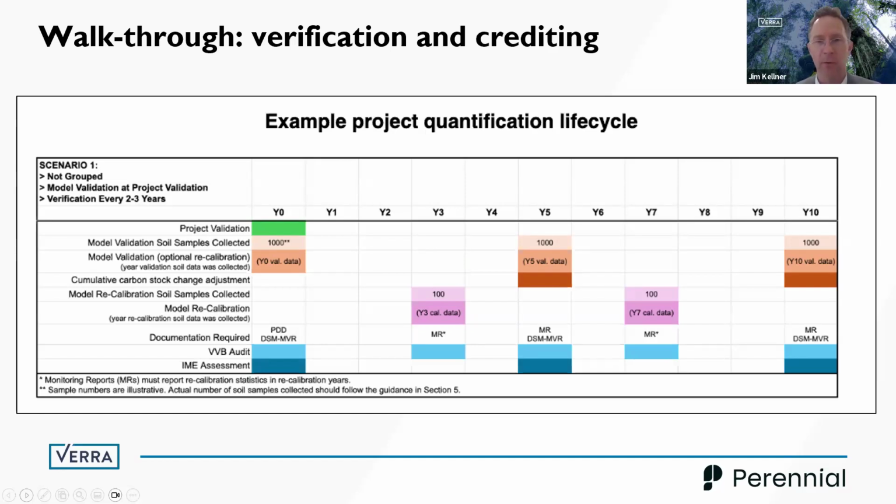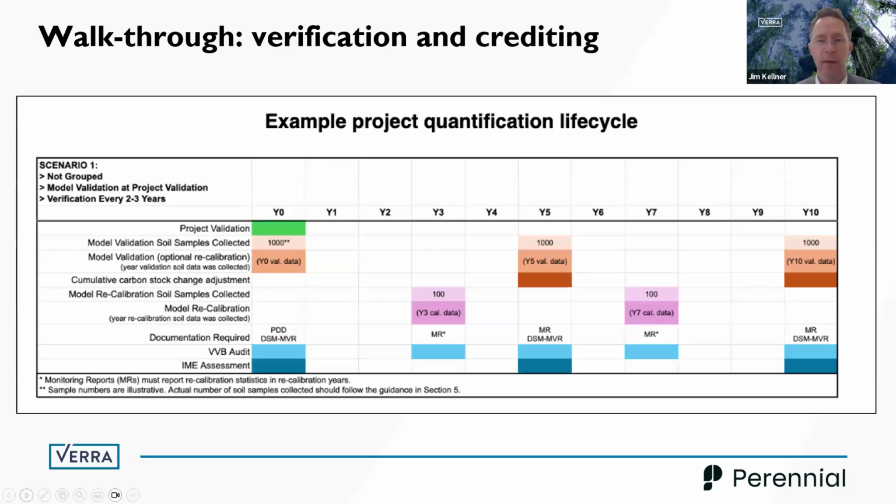I want to emphasize to you that nothing here is new. This is fully consistent with what's already in VM42, for example. What we're trying to do, though, is give people the ability to issue credits in intervening years in a way that doesn't require a full model validation, but that nonetheless ensures that there are safeguards in place. The cumulative carbon stock change adjustment is that safeguard.